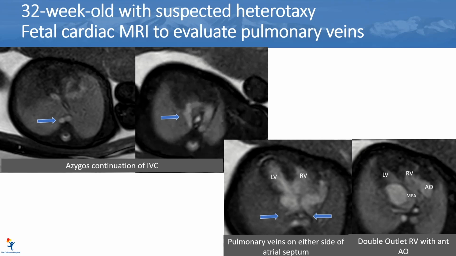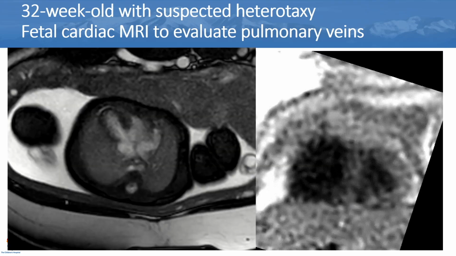And we were able to show the pulmonary veins. They were actually coming in to both atria on either side of the atrial septum. The baby had L-looped ventricles, and the aorta and MPA were both coming off the right ventricle. So it's double outlet right ventricle with ventricular inversion, and the aorta was anterior. And you can see also the aorta is quite a ways away from the LV for potential postnatal baffling.